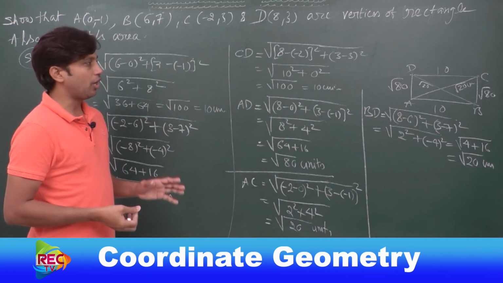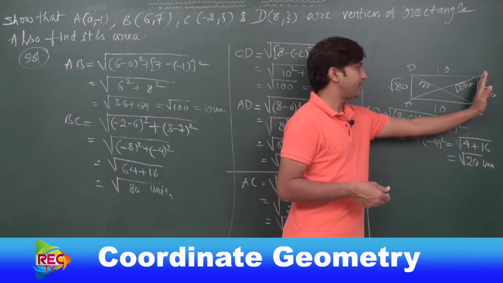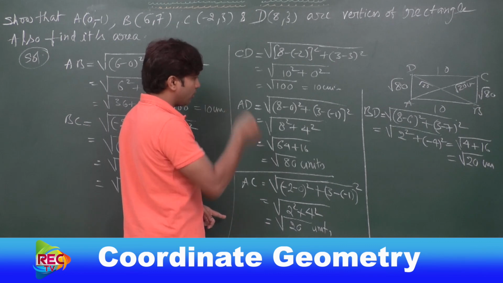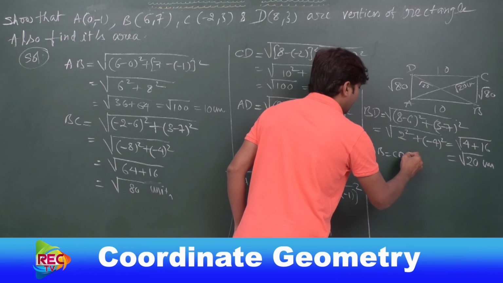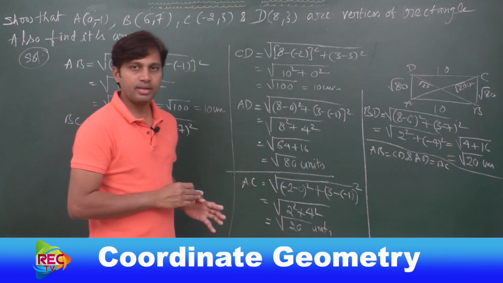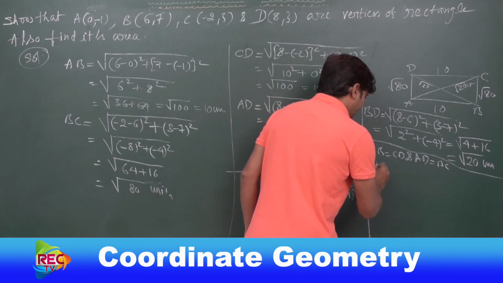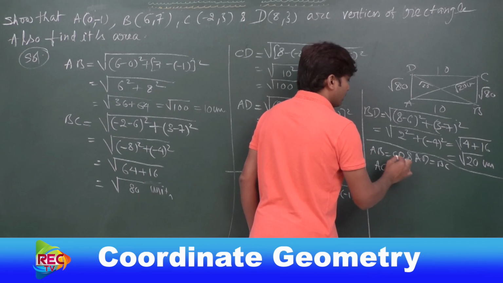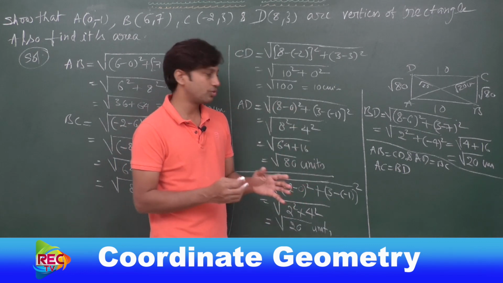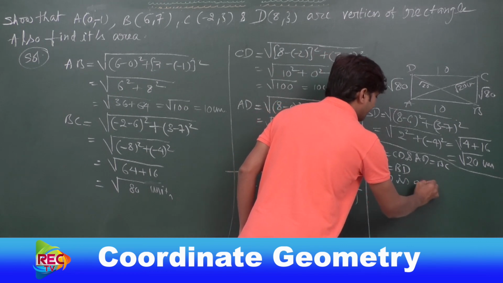So what did you observe? We obtained opposite sides equal: AB equal to CD equal to 10 units, and AD equal to BC equal to square root 80 units. And the diagonals AC is square root 20 and BD is also root 20, so AC equals BD. When the opposite sides are equal and diagonals are also equal, the quadrilateral should be a rectangle. So ABCD is a rectangle.